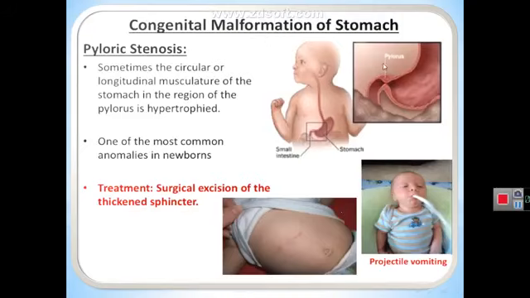Pyloric stenosis is characterized by an extreme narrowing of the pyloric lumen, and the passage of food is obstructed, resulting in severe projectile vomiting.